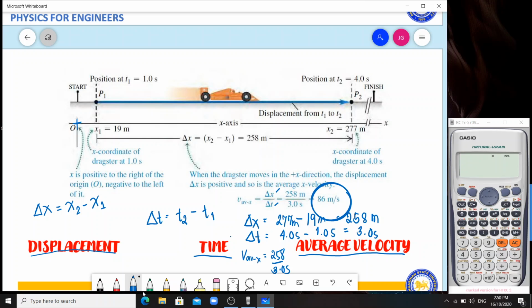Here in physics, guys, it is also important that we follow significant figures. When we subtract for delta x, in subtraction we look at the decimal point. Since they have no decimal point, our answer has no decimal point. Same here: 4.0 seconds minus 1.0 seconds, we look at the decimal point, which has one, so our answer should have one decimal place. When we divide, we have to consider the fewest significant figures. In this case, 258 divided by 3.0: 3.0 has two significant figures, and 258 has three significant figures. So we will follow the two significant figures, which is why it has no decimal point: 86 meters per second. So that is how we compute kinematics in physics.